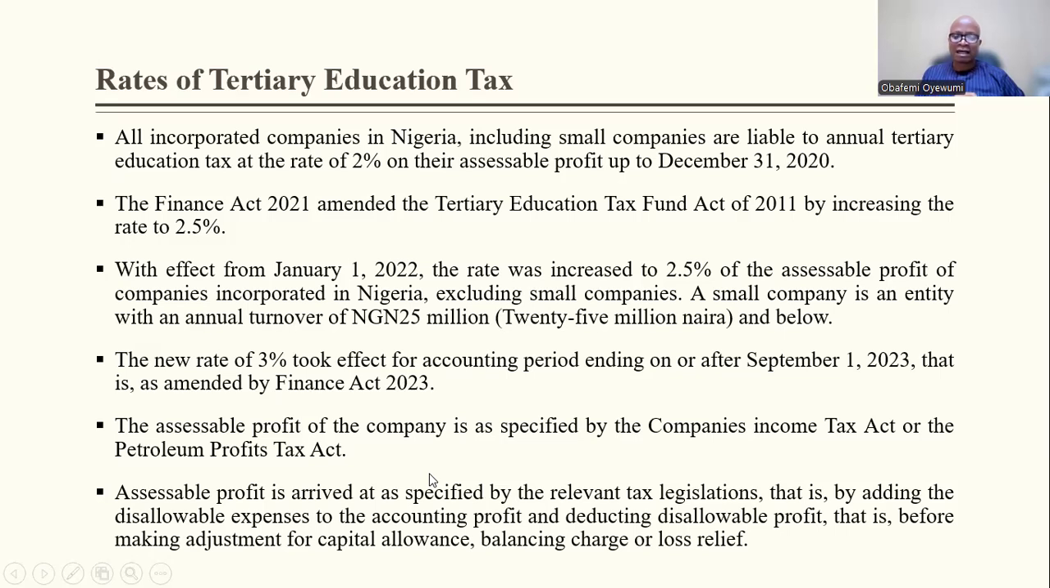Now, it must be stated here that accessible profit that we're referring to basically refers to adjusted profit. Once you have your net profit before tax, you adjust your profit by adding back the disallowable expenses and taking away the disallowable incomes. Accessible profit is arrived at as specified by the relevant tax legislation, before making adjustment for capital allowance and balancing charge or loss reliefs. So before coming to everything that has to do with capital allowances, you calculate your adjusted profit or accessible profit.